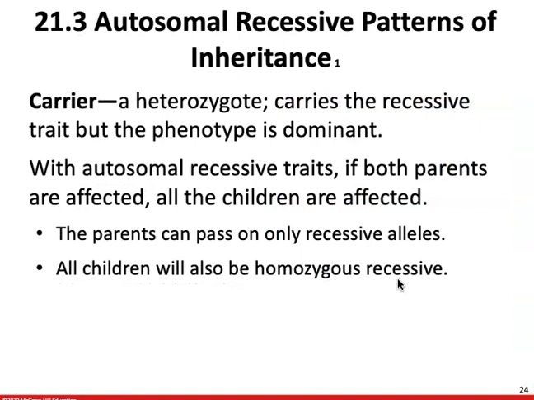So in the case of an autosomal recessive disorder, we have individuals who are carriers. A carrier is simply a heterozygote. They carry the recessive trait, but the phenotype is dominant, meaning they're not showing that recessive disorder. With an autosomal recessive trait, if both parents are affected, all of the children will be affected. In other words, if both parents are homozygous recessive, all of their offspring will be homozygous recessive.